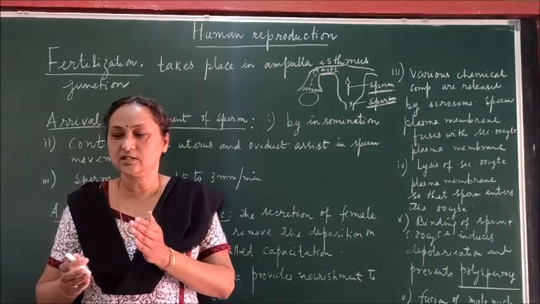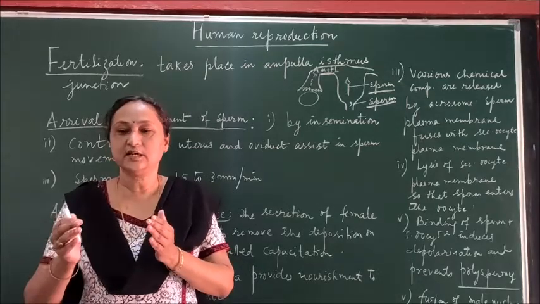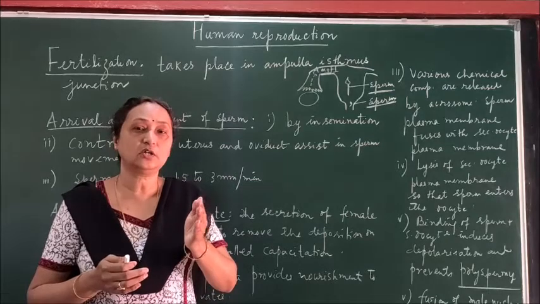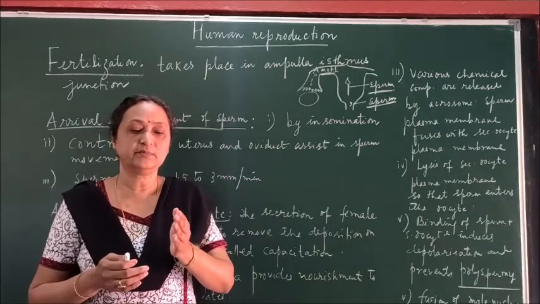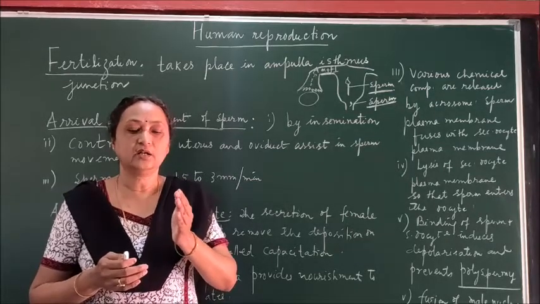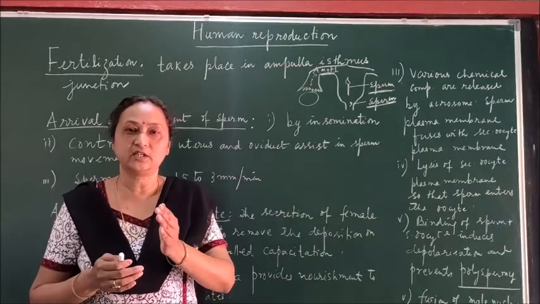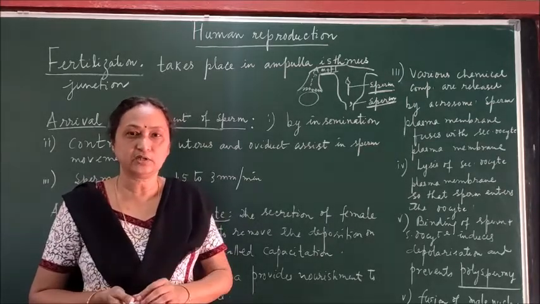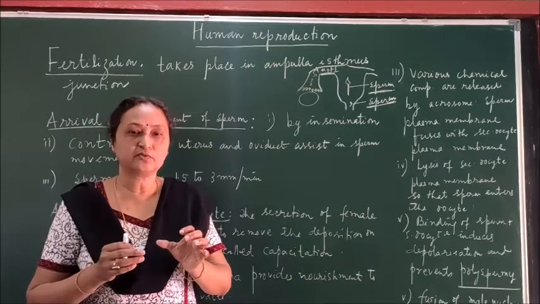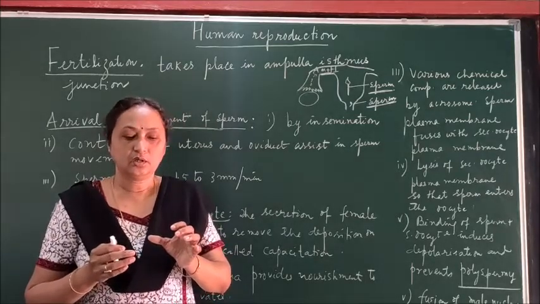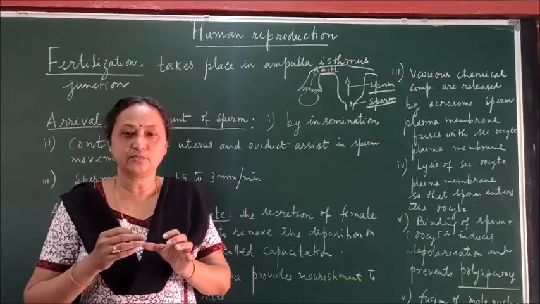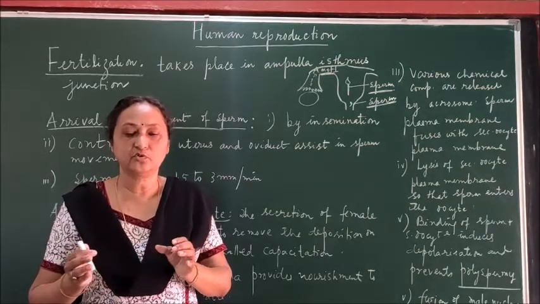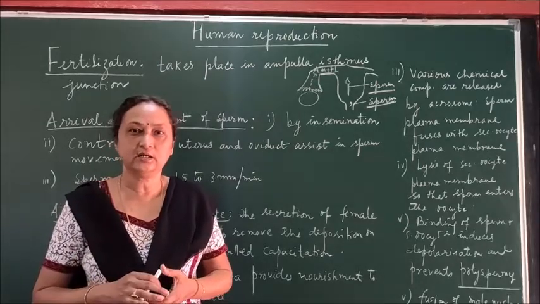With the help of the energy and the tail, the sperm enters into the female genital tract by the process called insemination. Insemination means the release of semen by the male reproductive system. And you know the semen is an alkaline fluid. In semen, sperms float. This alkaline fluid also provides energy to the sperm, and it activates the sperm to move and enter into the female genital tract.